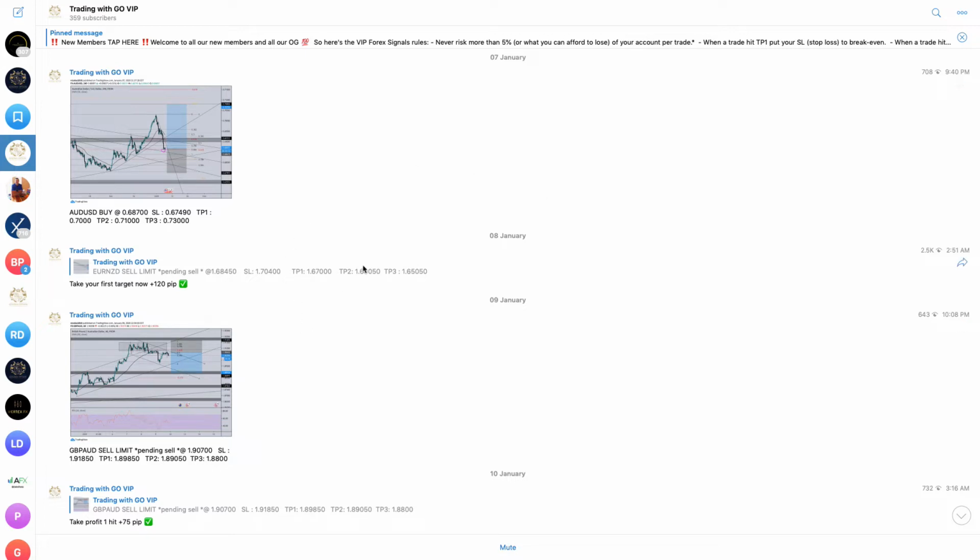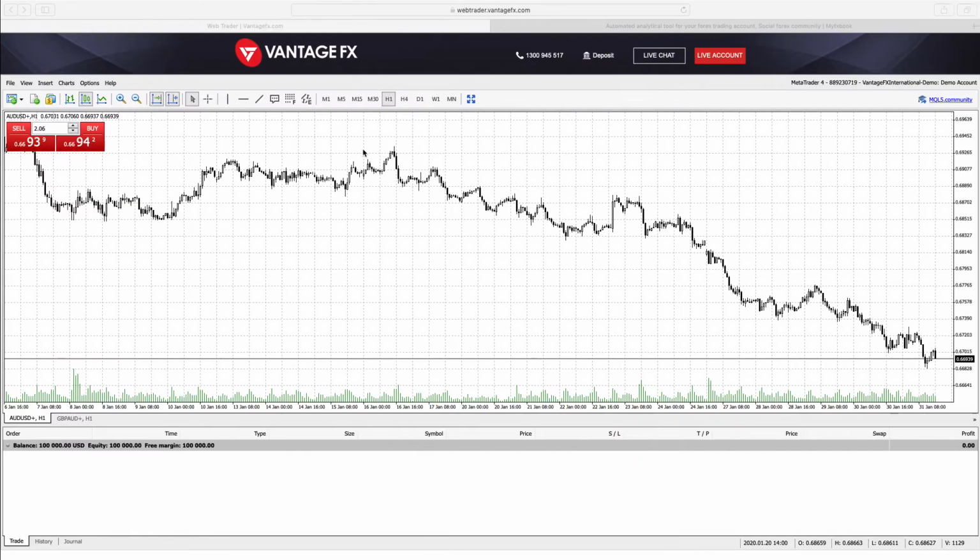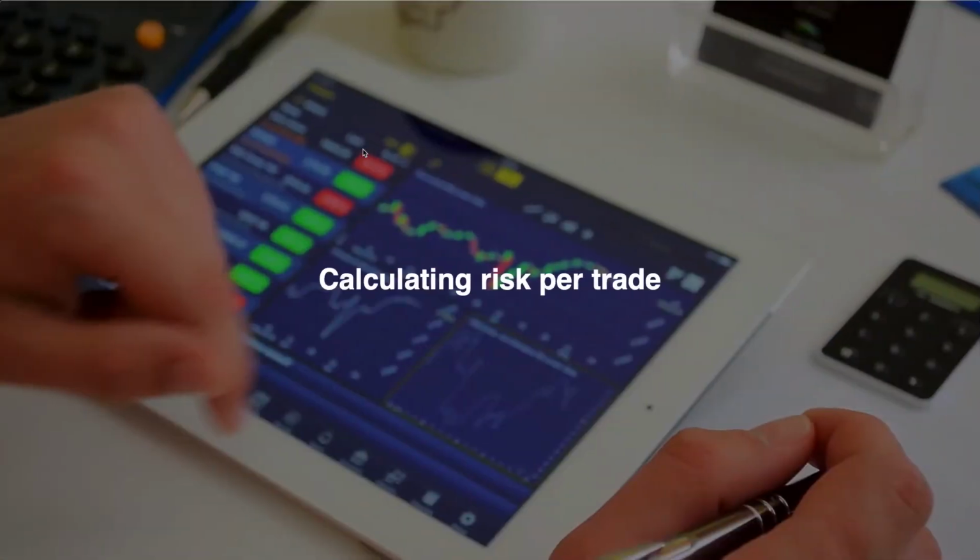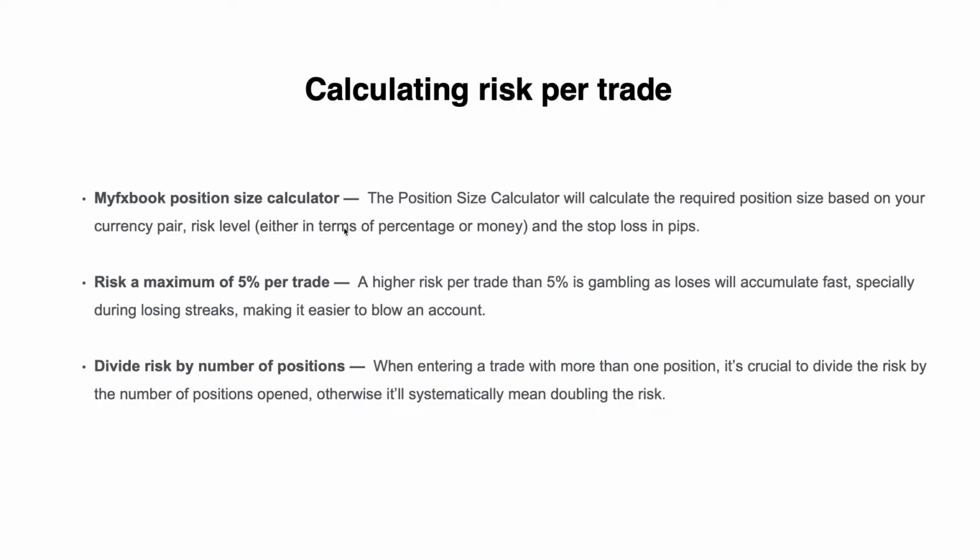So now that you know this, I'm going to make a hypothetical example. I'm just going to do as if I was going to take that trade. That was a previous trade on January 7th this year. So just redoing the process of taking a trade. The first thing you want to do when you take a trade is calculate your risk per trade before. So what you do, you go on MyFixBook position size calculator, which is a calculator.